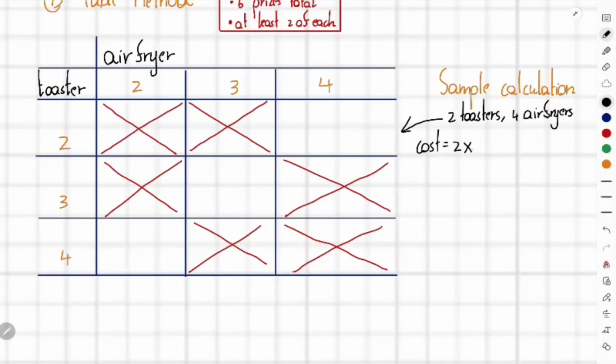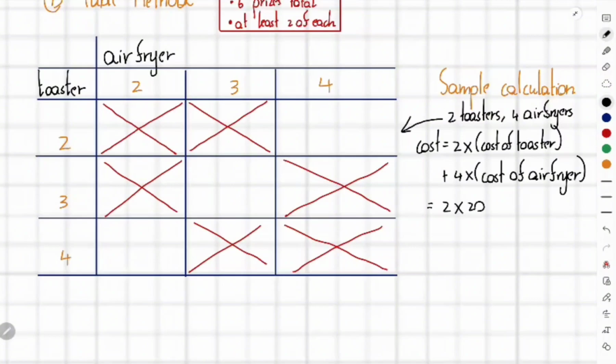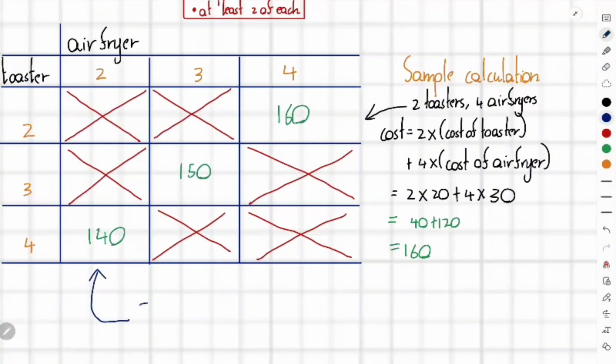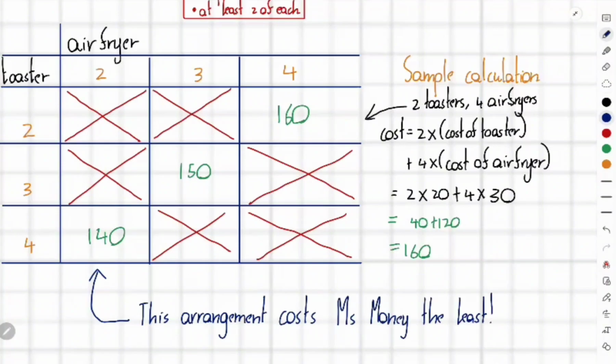In the sample calculation, I'll be using 4 air fryers and 2 toasters, which add up to a total cost of about, no, that's mistaken. I put 40 instead of 30, sorry. To about 160. Here's the rest, and from this we can see that 4 toasters and 2 air fryers are the optimal combination. But let's take a moment to think about something.